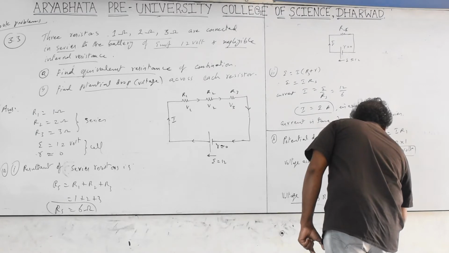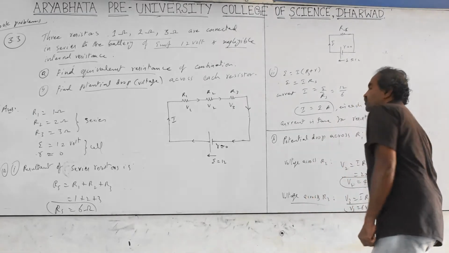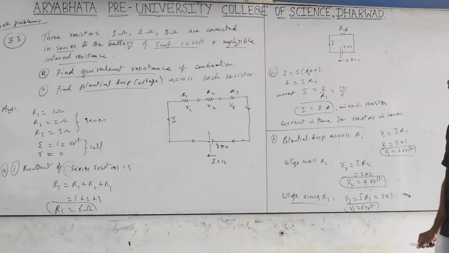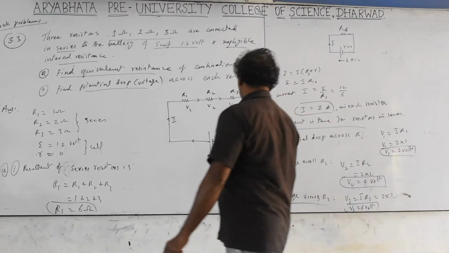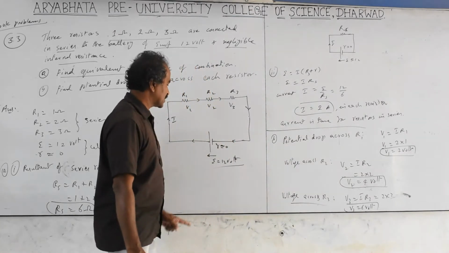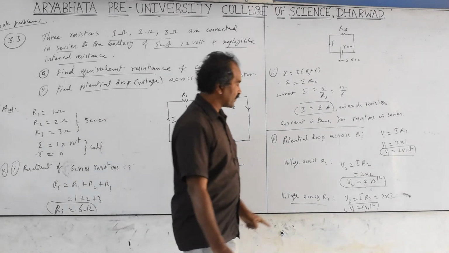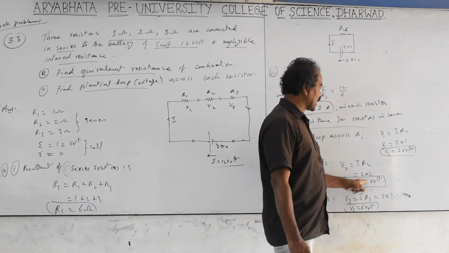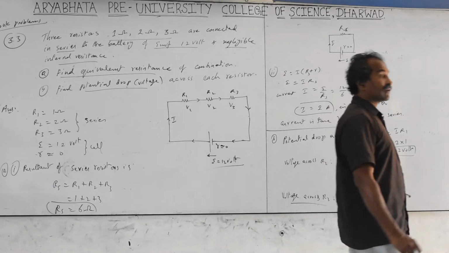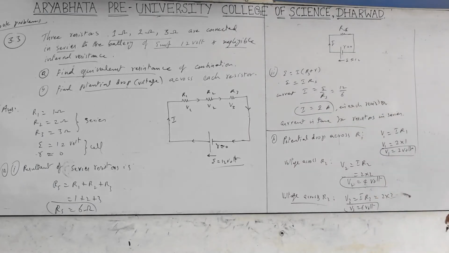You can verify that the total voltage is supposed to be equal to the sum of the voltages V1 plus V2 plus V3, which is supposed to be equal to E. 6 plus 4 is 10, 10 plus 2 is 12. If internal resistance is given, then they are not equivalent.